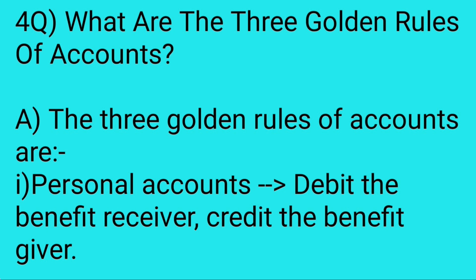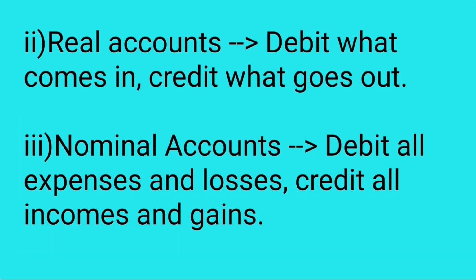What are the 3 golden rules of accounts? The 3 golden rules of accounts are: personal accounts, debit the benefit receiver, credit the benefit giver. Real accounts, debit what comes in, credit what goes out. Nominal accounts, debit all expenses and losses, credit all incomes and gains.